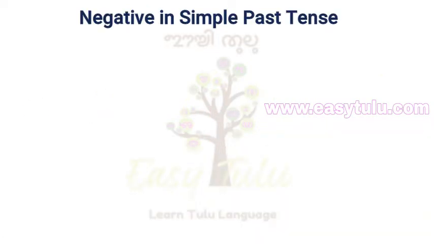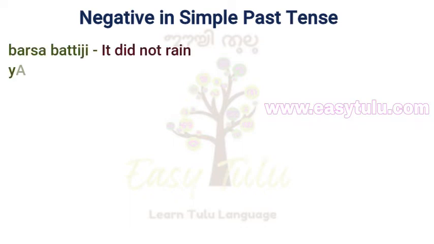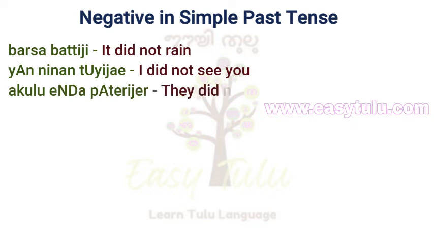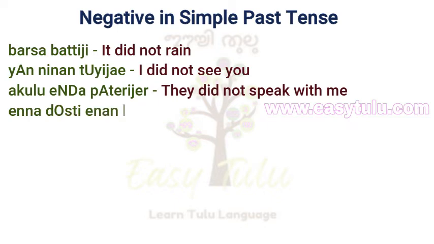Now let us see a few negative sentences in simple past tense. Varsa bhattiji. It did not rain. Yana ninantu ija. I did not see you. Akulu enda paathirijer. They did not speak with me. Enna dosti enan lettije. My friend did not call me.